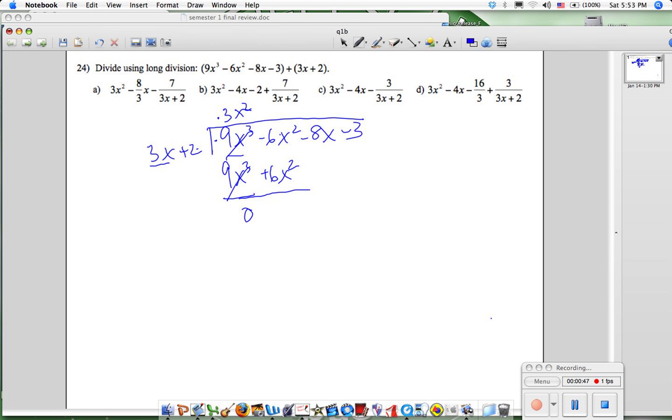Hold on, fam. Now you forgot something. Remember, you need the negative sign. So what you do is 9 minus the 9, that's a 0. Negative 6 minus 6, that's good. Thanks, you reminded me. So negative 6 minus 6 would be negative 12x².